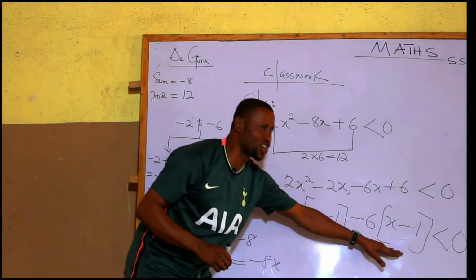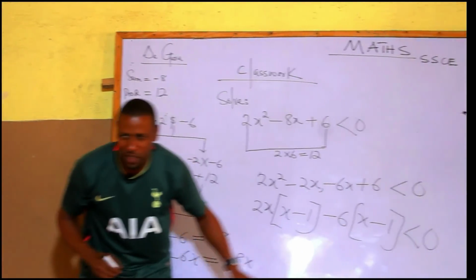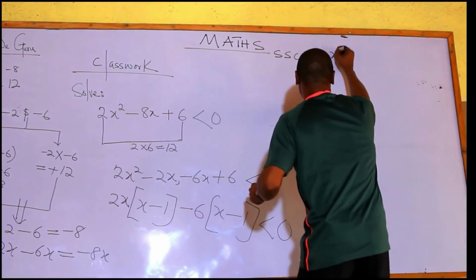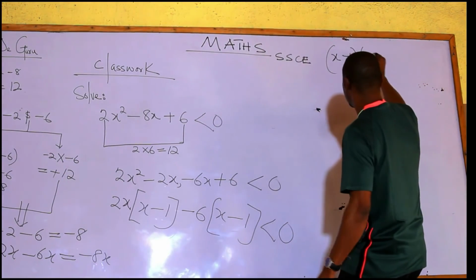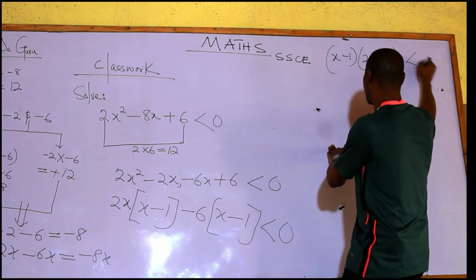Can you see something that is common here? You take one of them. Follow me, I will write x minus 1. What do we have outside the bracket? 2x minus 6, and they say it's less than 0.